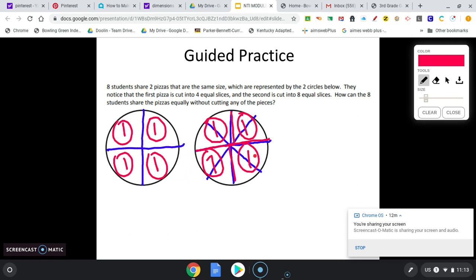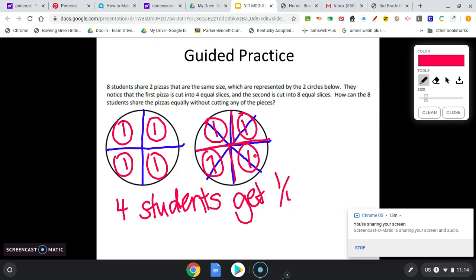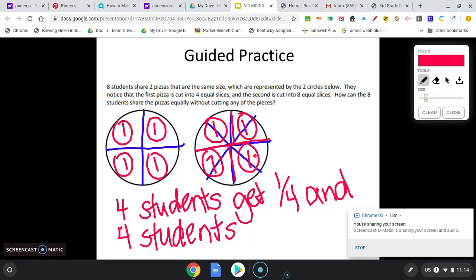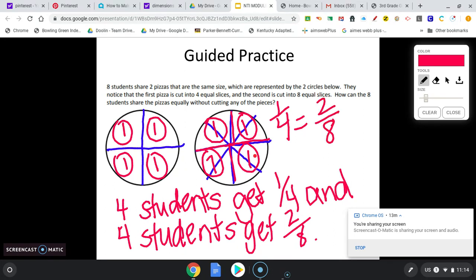So 4 students will get 1/4, and 4 students get 2/8. 1/4 is equivalent to 2/8 because they're getting the exact same amount.